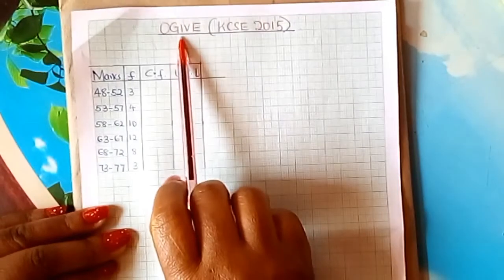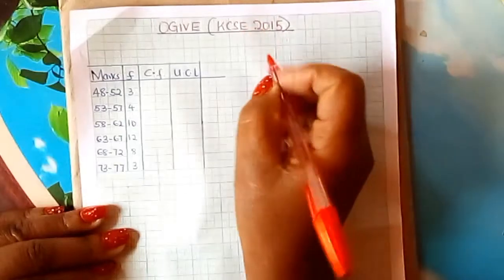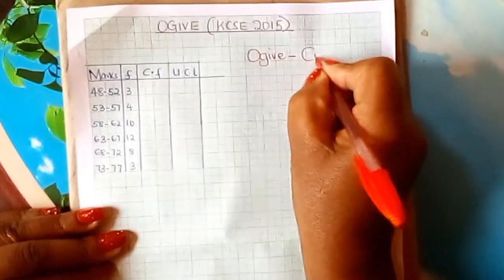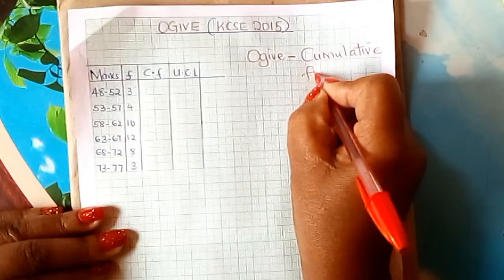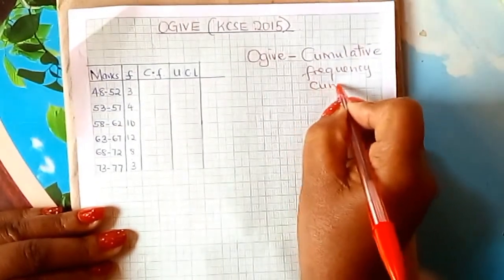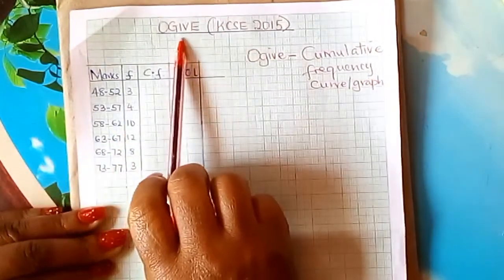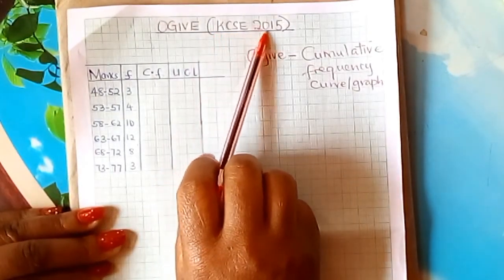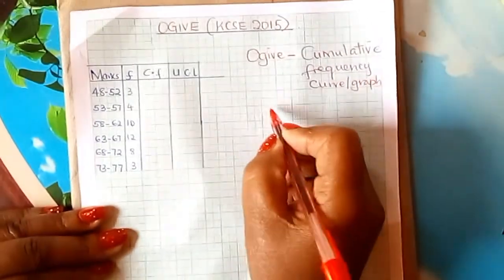We are going to look at how to draw a graph we call the ogive. The other name for ogive, learner, is cumulative frequency curve or graph. So it is good to know the two names. This was a question which was tested in KCSE in year 2015.